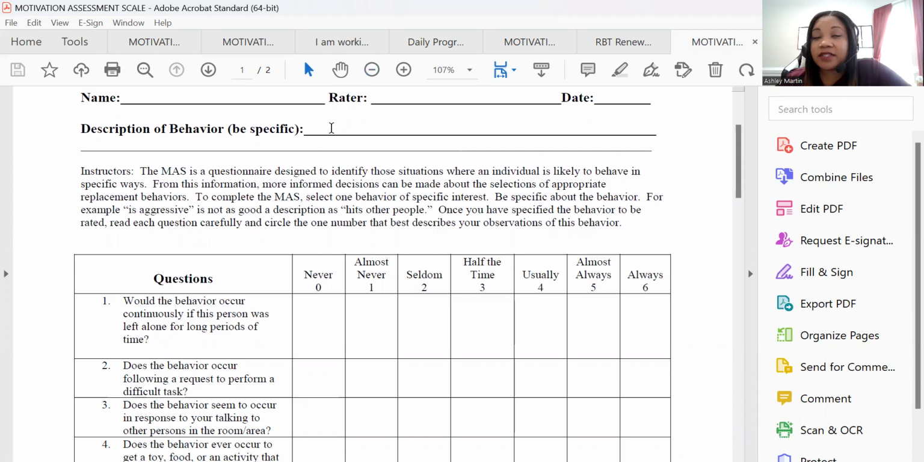So, for instance, if it's tantrums, everyone's tantrum is different. So, for this kiddo or student, it could be falling to the floor, it could be whining, crying, or screaming, etc. Whatever it could be, you can describe that there.